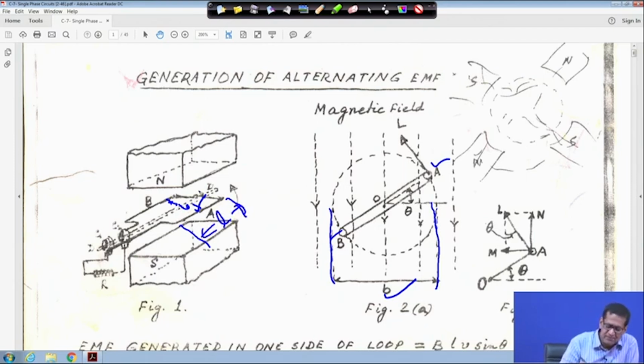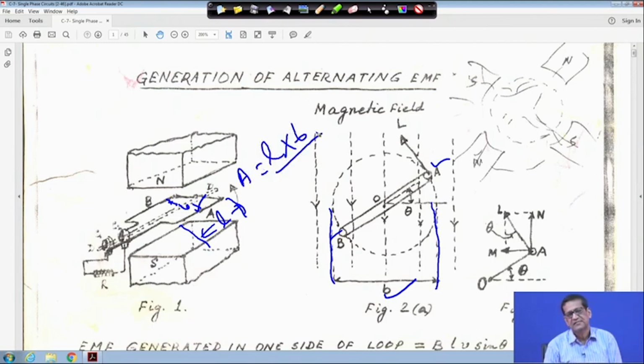So, area of this one, if it is a rectangular one, it is L into B. This is the area of the coil. If it is in centimeter square, or if it is in meter, you put in meter square. So, this is the area, A is equal to L into B.